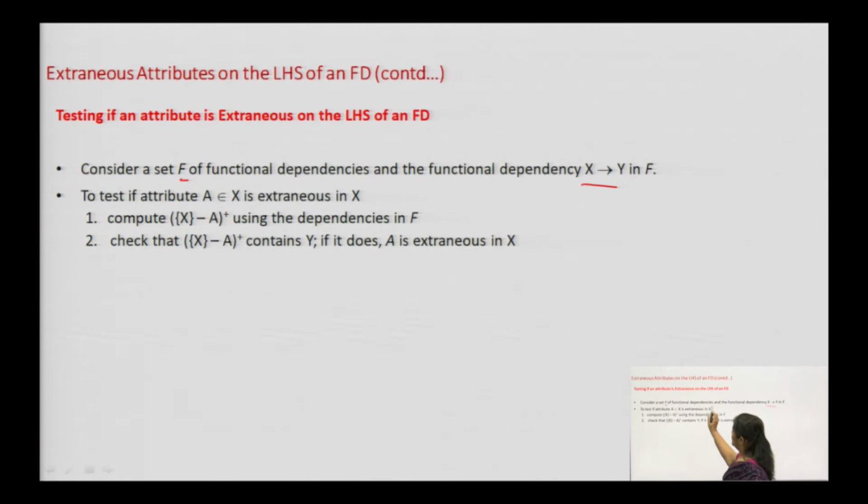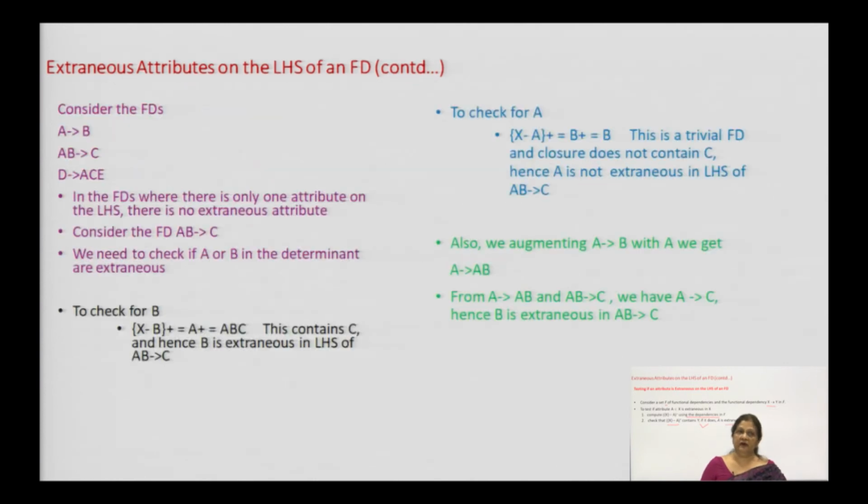So, to test that we compute the closure of X minus A. That is, remove that attribute A and then find the closure given the dependencies that are given, and if the closure of X minus A still contains Y, then we say A is extraneous. Simply meaning that if A is removed, the functional dependency still exists, then we say that the attribute A is extraneous.